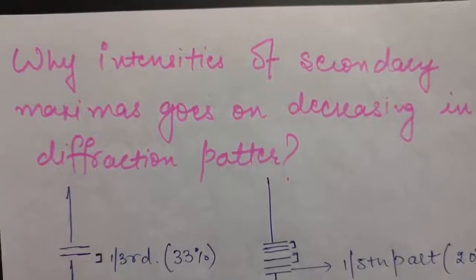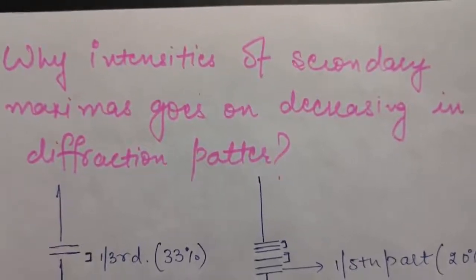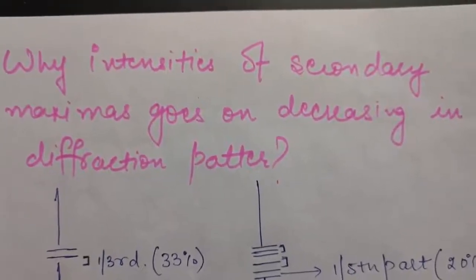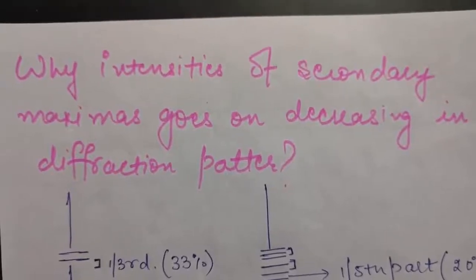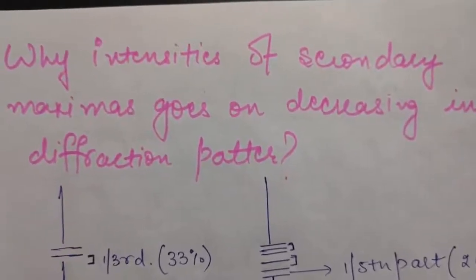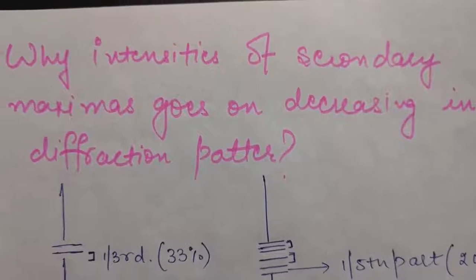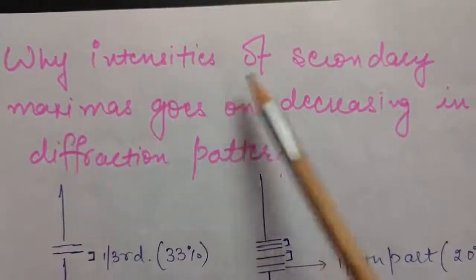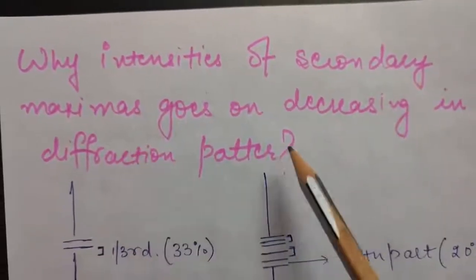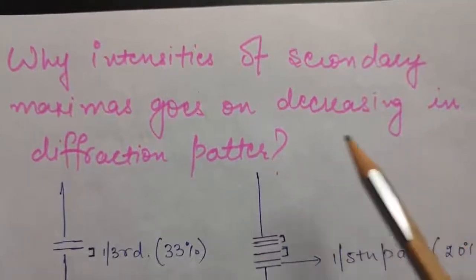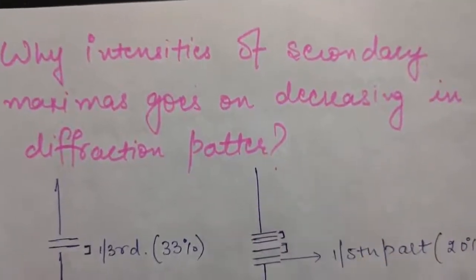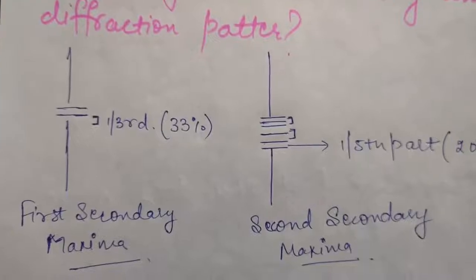After that there arises one question. In the graph which you drew yesterday, you have seen that the intensities of secondary maxima in the diffraction pattern go on decreasing. So the question is, why do the intensities of secondary maxima go on decreasing in the diffraction pattern? Let us look for the reason.